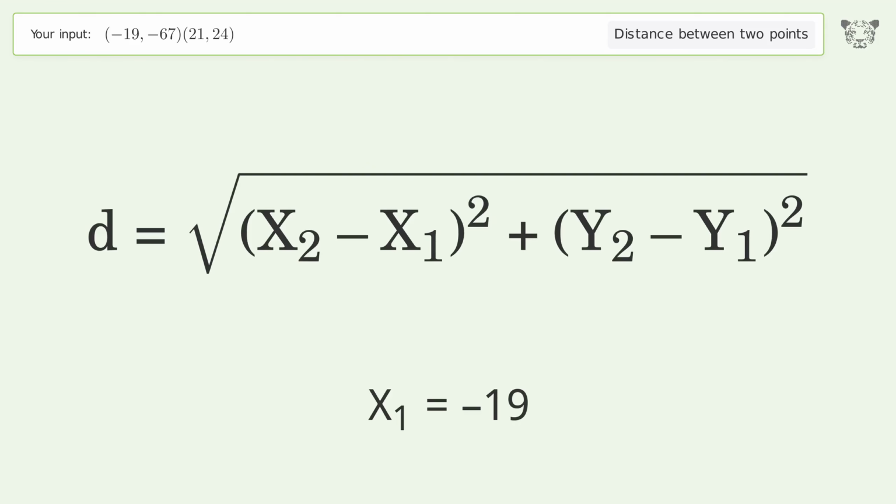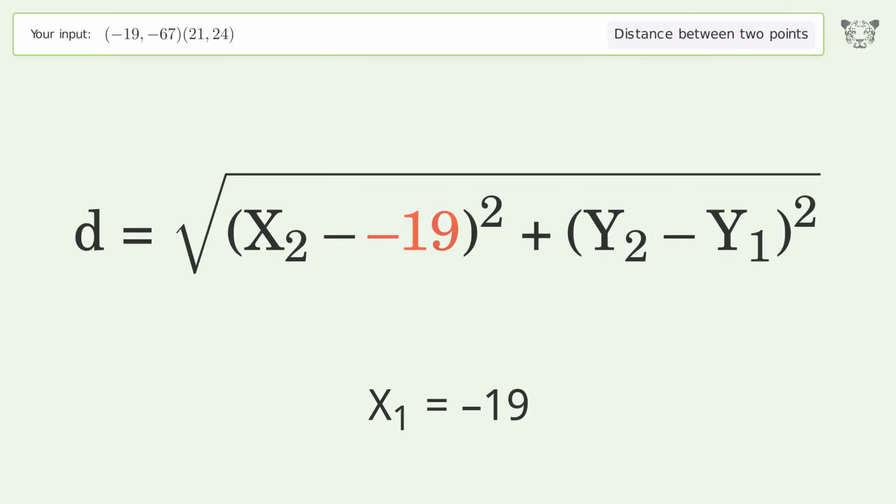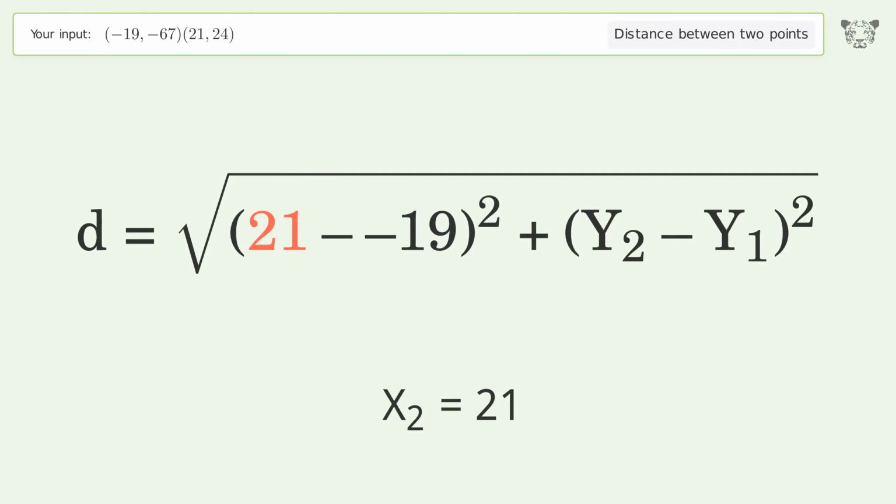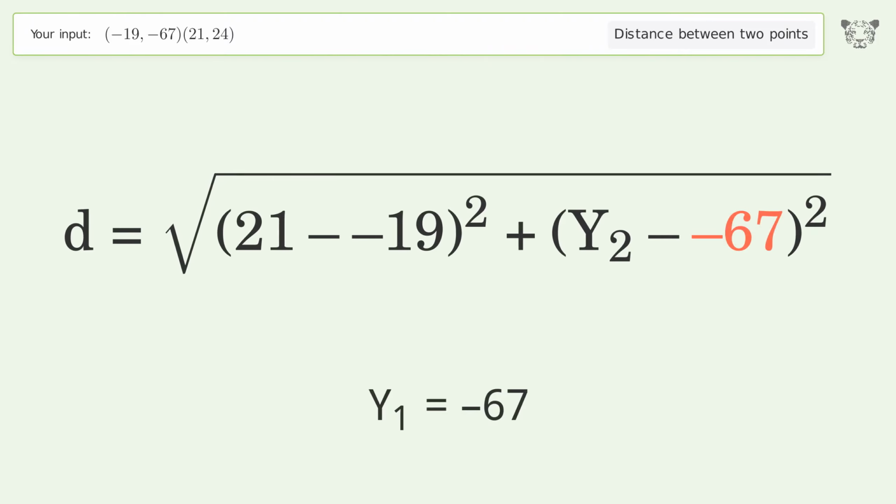x1 equals -19. x2 equals 21. y1 equals -67. y2 equals 24.